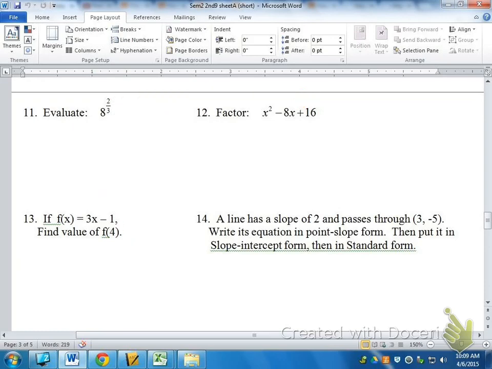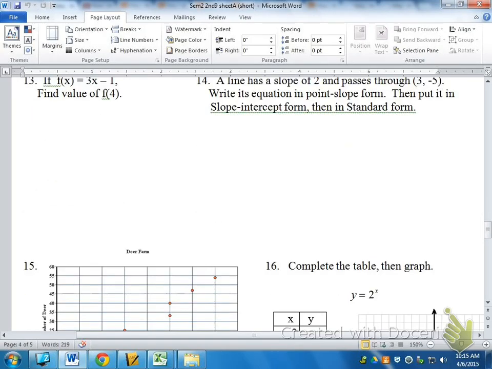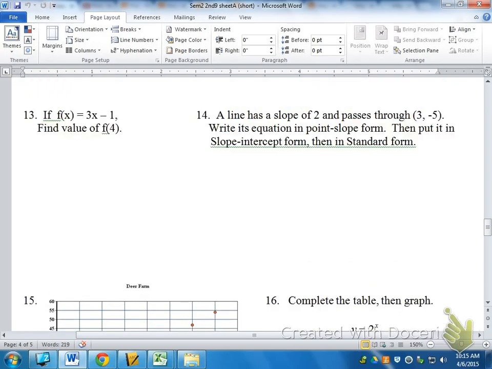All right. So number 14, it looks like they've got a lot of steps for us to do on that. So let me see here. It says a line has slope of 2 and passes through 3, -5. Write its equation in point slope form, slope intercept form, and standard form. Okay, so let's look at point slope form. I don't think we used that very much. Point slope form was this: y minus y1 equals m times the quantity x minus x1.